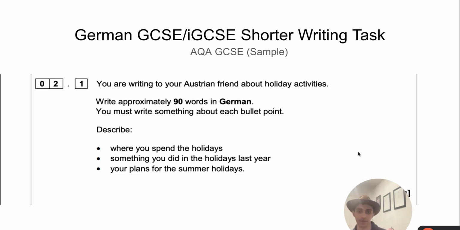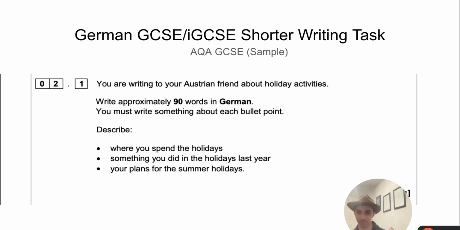Okay, now it's time for me to show you a short example. This is the shorter writing task taken from sample material for AQA GCSE. I'll just read out this question briefly. This is an example of the information that could be provided in the question itself, which says, you're writing to your Austrian friend about holiday activities. Write approximately 90 words in German. You must write something about each bullet point. And these are the 3 bullet points to include. Every single one of them must be included in your answer, of course.